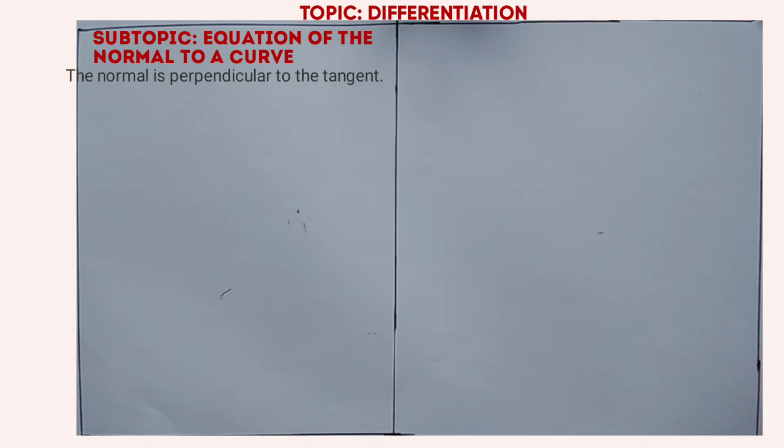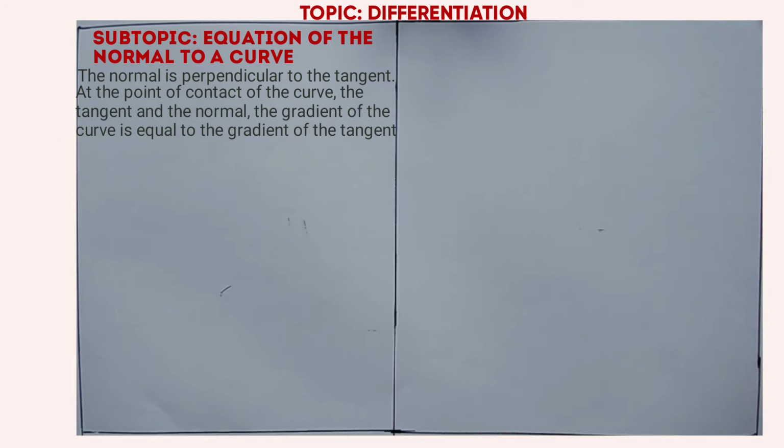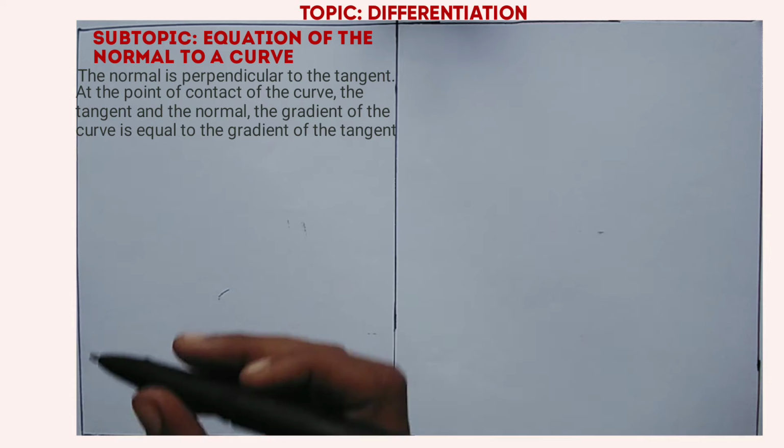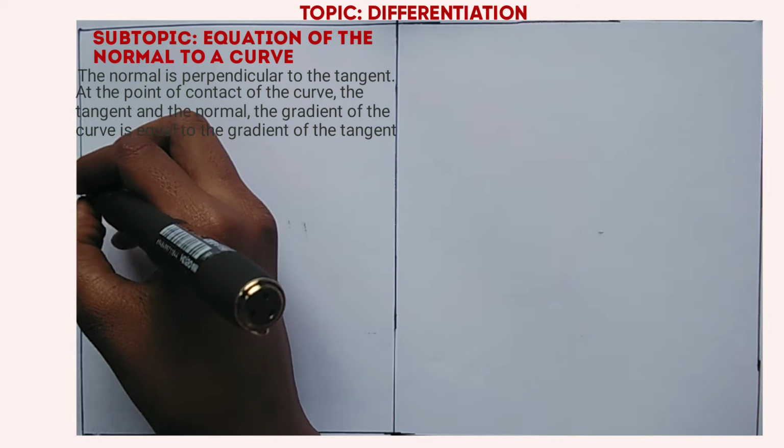First of all, you need to know that the normal is perpendicular to the tangent. At the point of contact of the curve, the normal and the tangent, the gradient of the curve is equal to the gradient of the tangent, and the product of the gradient of the tangent and that of the normal is equal to -1.